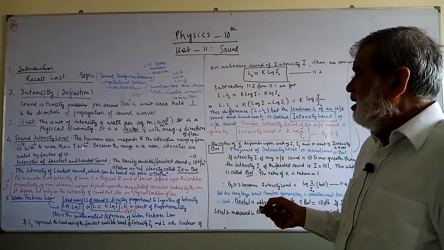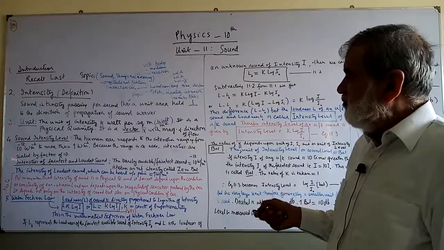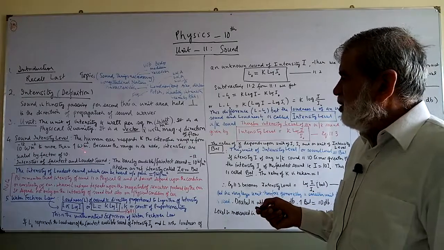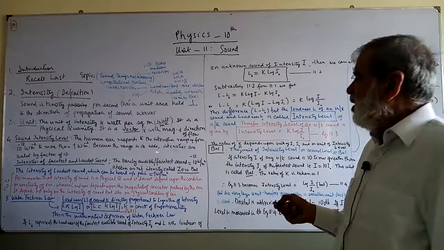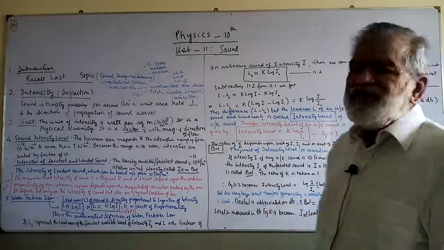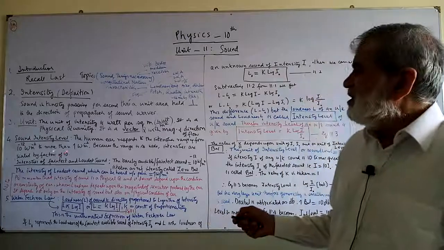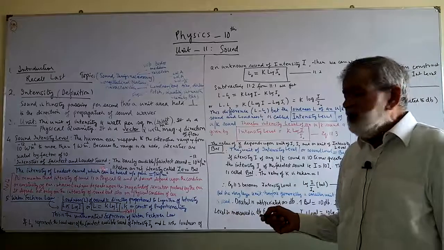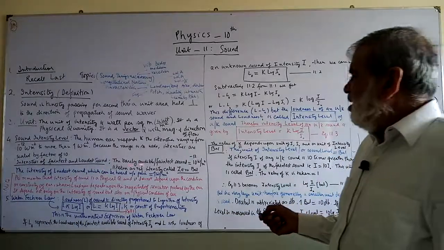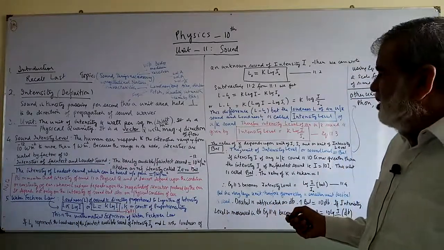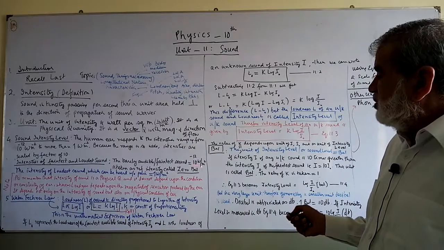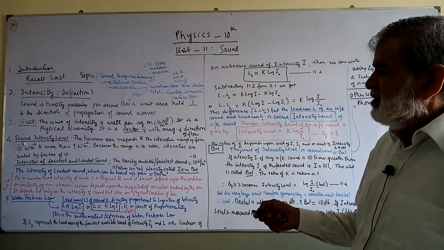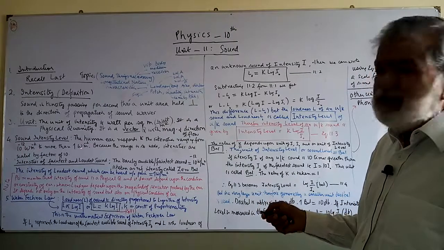So the human ear responds to intensities ranging from 10 raised to the power minus 12 watts per meter square to more than 1 watt per meter square. Because this range is so wide, intensities are scaled by a factor of 10. Now we come to the intensity of the faintest and the loudest sound. The barely audible or faintest sound is 10 raised to the power minus 12 watts per meter square. This is the faintest audible sound, and the other end is the maximum range.